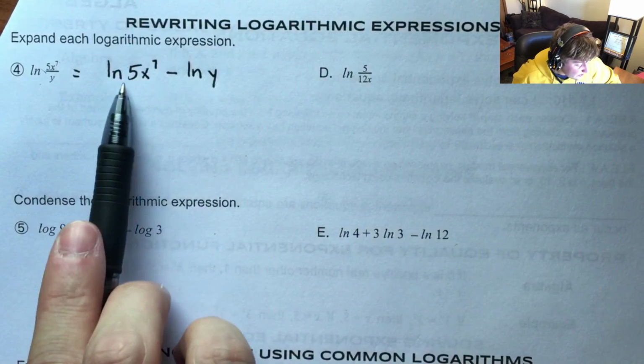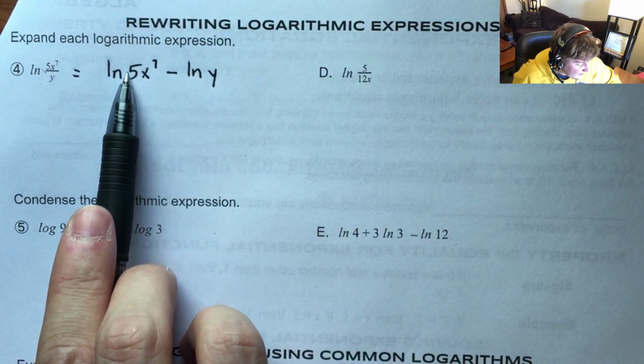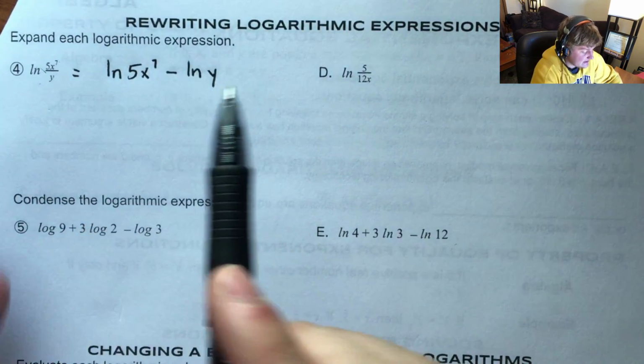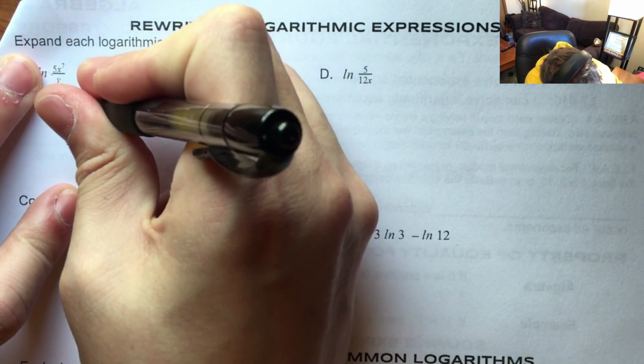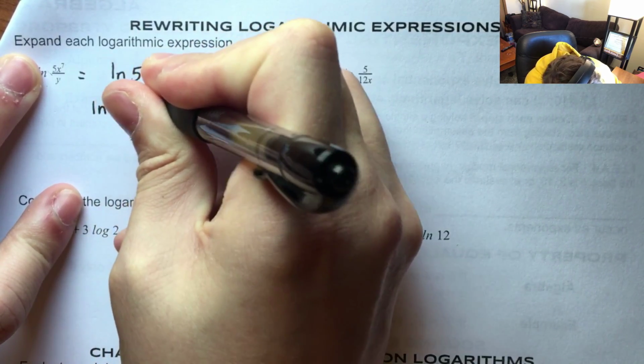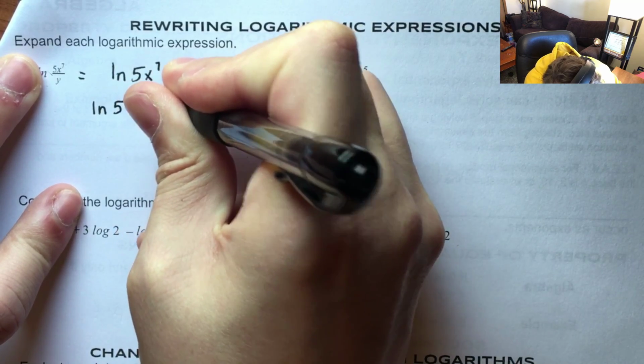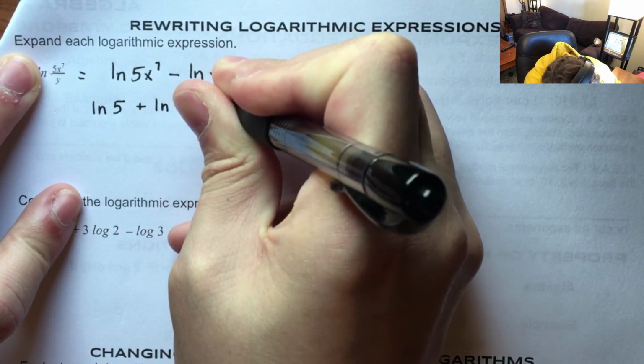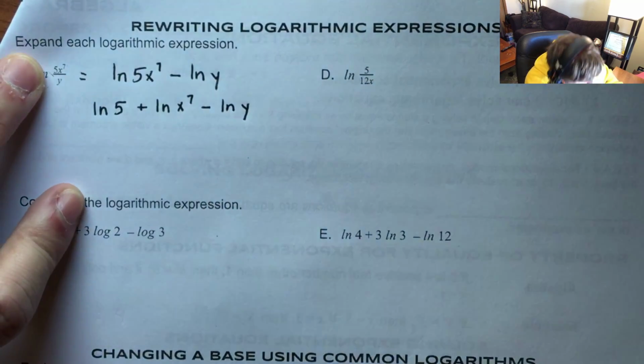Okay, then the next one is I actually have multiplication, right? I'm multiplying 5 times x to the 7th. So this can be split up once again into the natural log of 5 plus the natural log of x to the 7th minus the natural log of y.